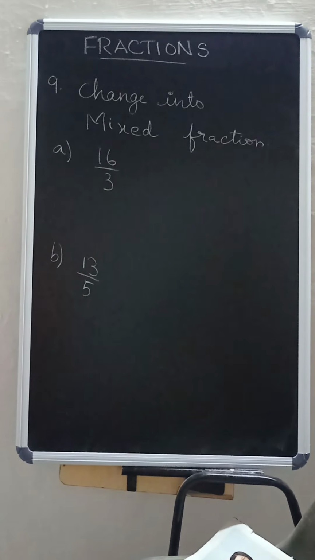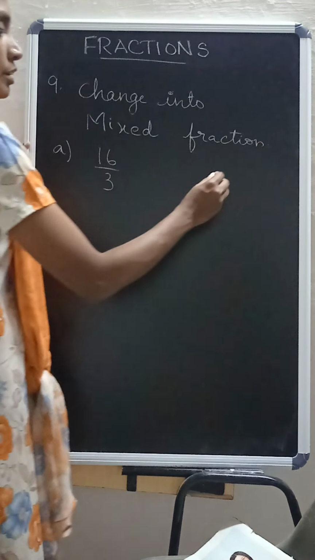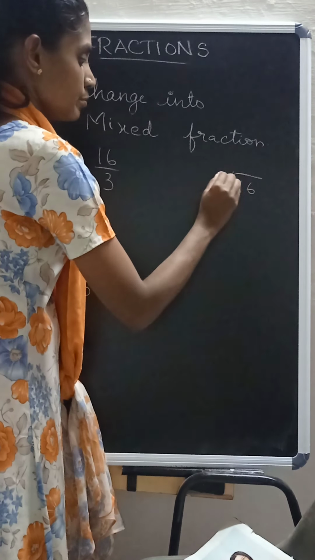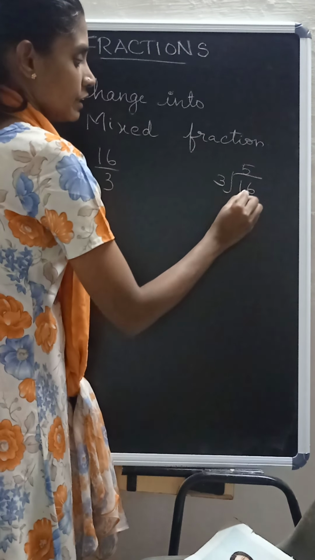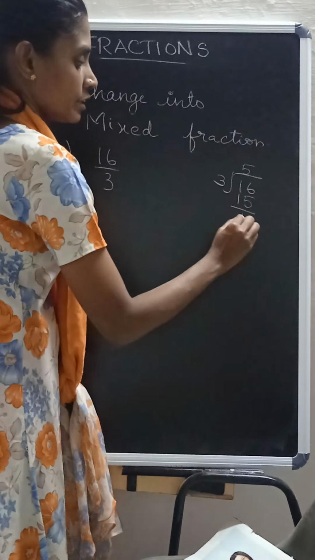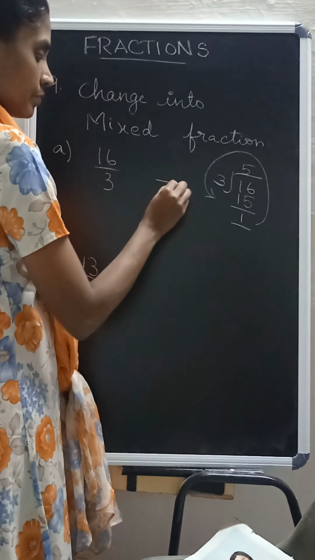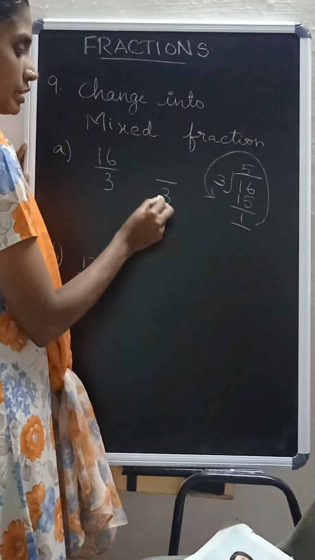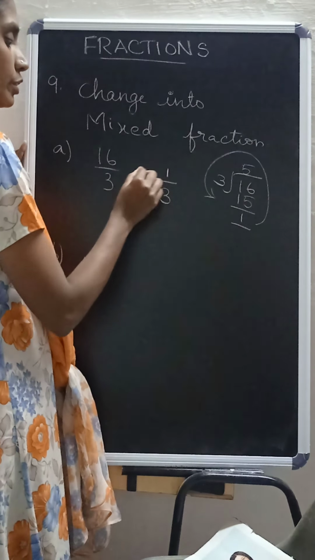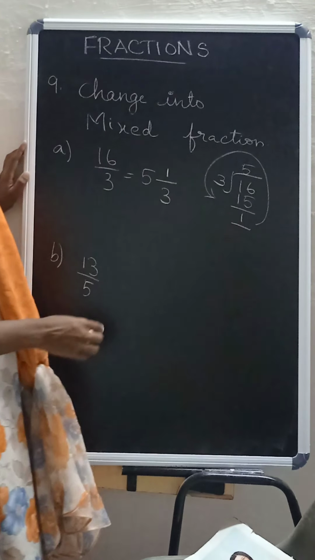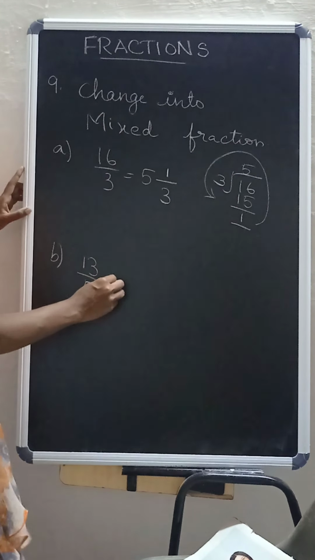Next, change into mixed fraction. Now divide this 16 by 3. 3 5s are 15. Remainder is 1. Now write it in this way. This 3 will be put here. This 1 will go on the top and this 5 will come here. So this is the mixed fraction.